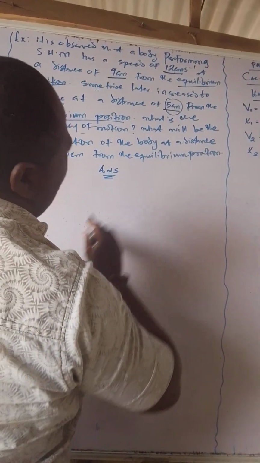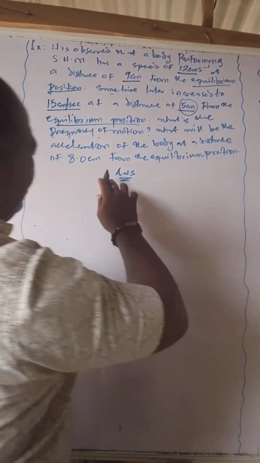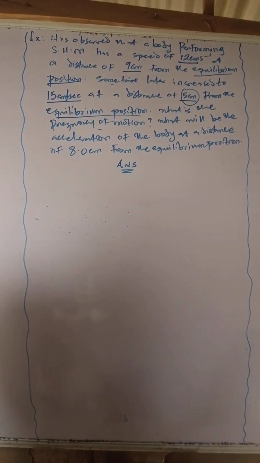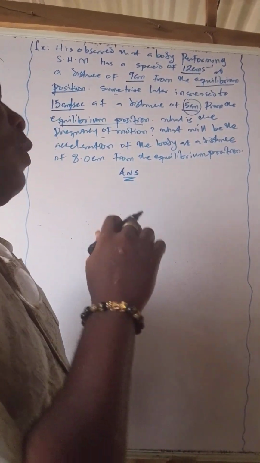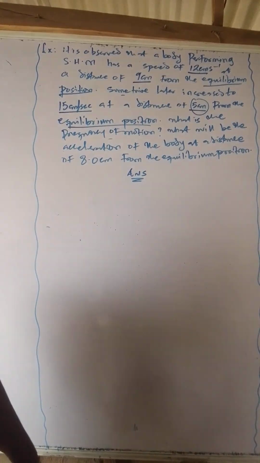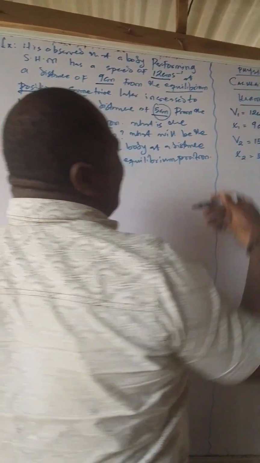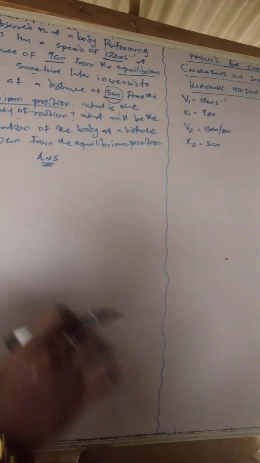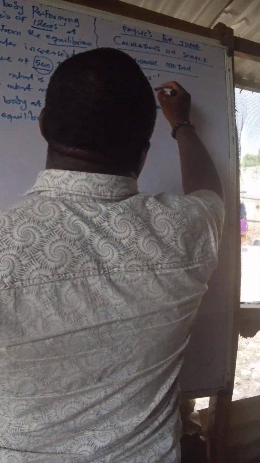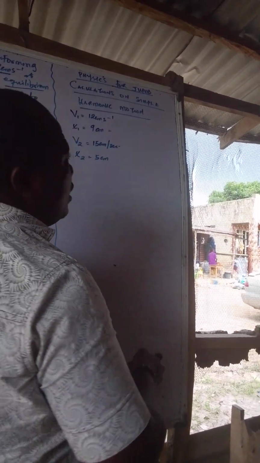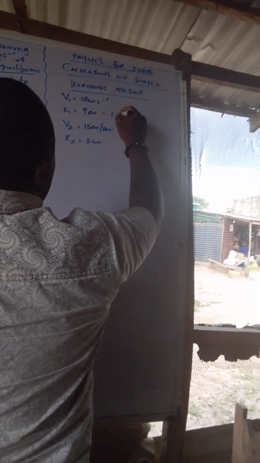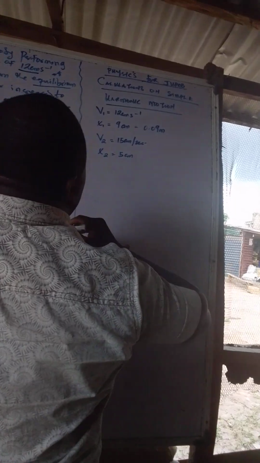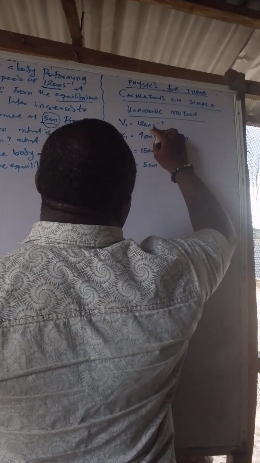It says, what is the frequency of the motion? What will be the acceleration of the body at a distance of 8 centimeters from the equilibrium position? When you see such a question, what comes to your mind? This question is on simple harmonic motion, and we are given V1 and V2 as velocity at an instant. The first thing we do is to convert to SI units. So 9 divided by 100 gives you 0.09 meter.